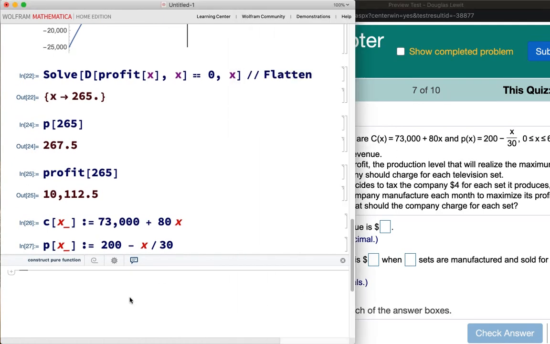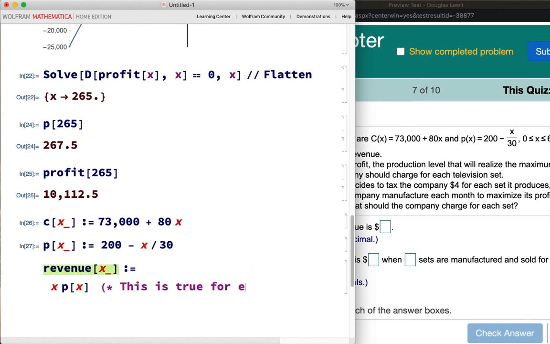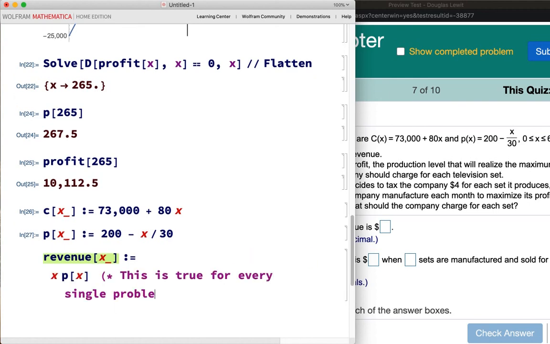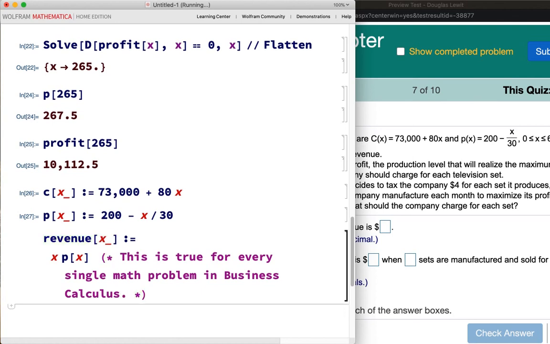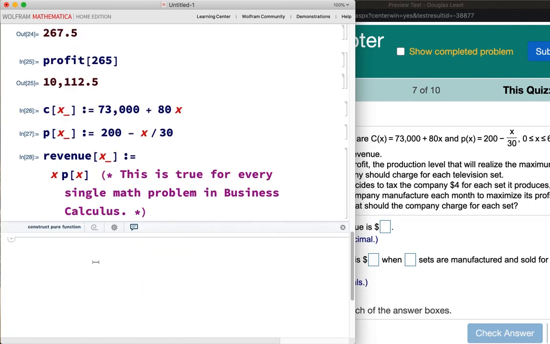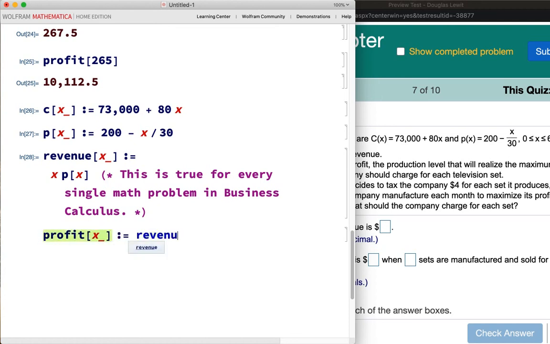And let's see, revenue. Revenue of x is simply equal to x times P of x. And this is true for every single problem, for every single math problem in business calculus. And then, of course, my profit function is equal to revenue of x minus the cost of x.